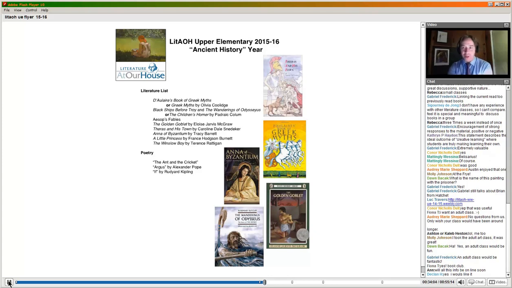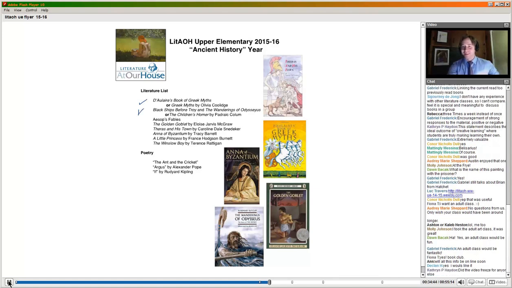So just a quick look at the literature for the upper elementary. Now the literature list and the poetry, this is all tentative. I have a list of many things to pick from, and we'll probably do most of these, but it depends on the class dynamic, the approximate level of the students, the makeup of the class, that I pick out exactly which books during the year. But things we'll definitely do, some Greek myths. We'll definitely do some stories of Homer.